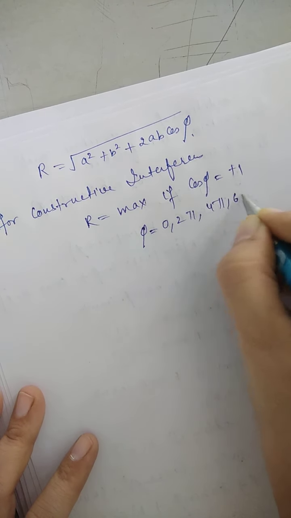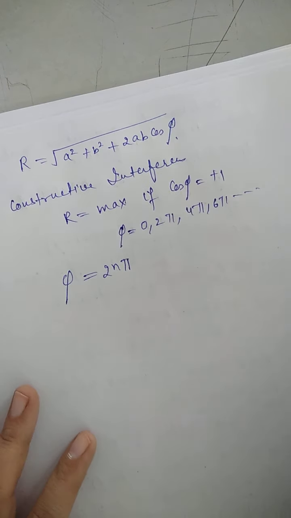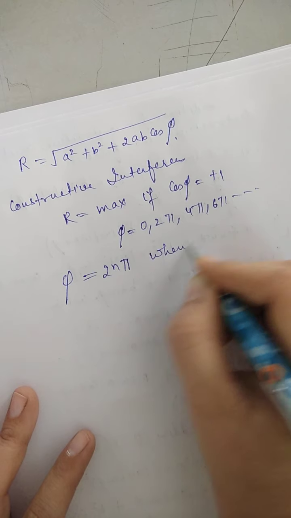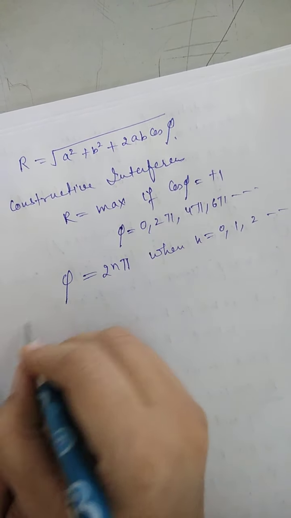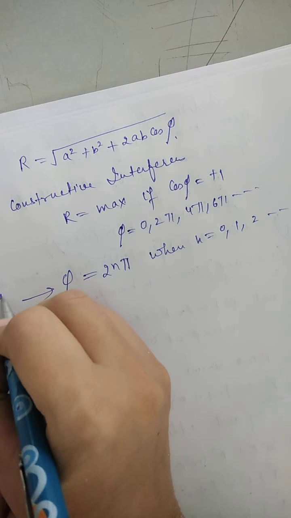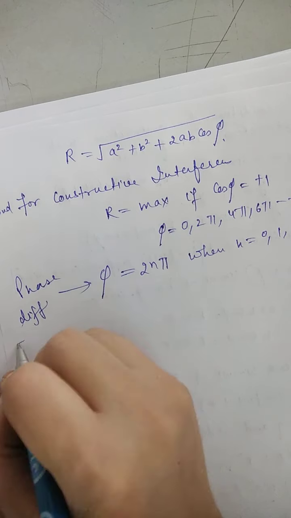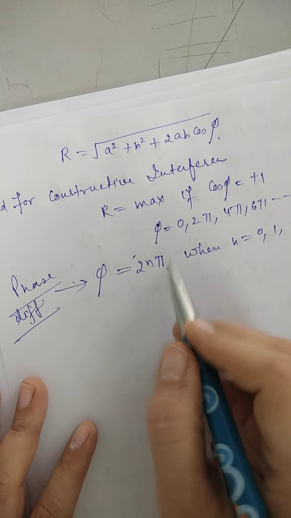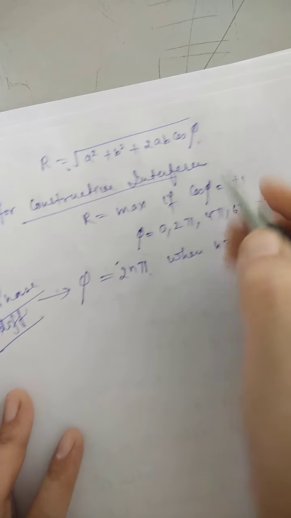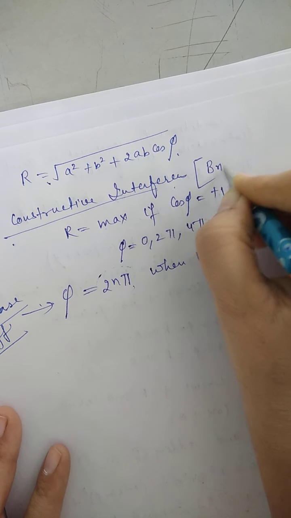Right, so the phase difference, if you write it in generalized form, is 2nπ, where n equals 0, 1, 2, 3, and so on. This is the phase difference between the two waves. If the phase difference between the two waves coming from two coherent sources is 2nπ, then this is a point of constructive interference. At this point the constructive interference takes place and the bright fringe is formed.